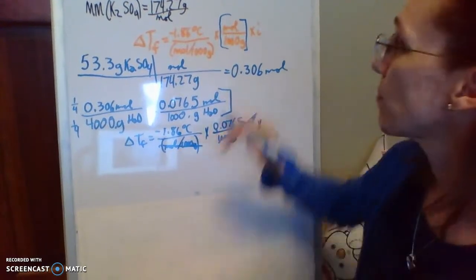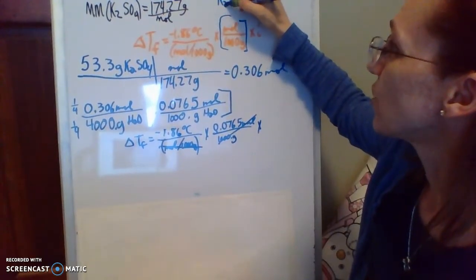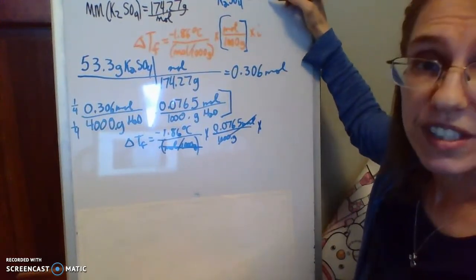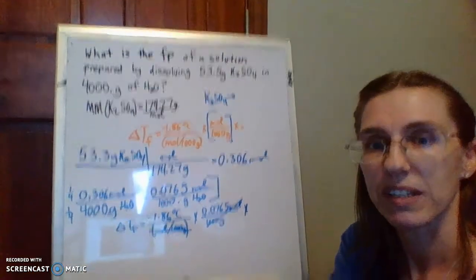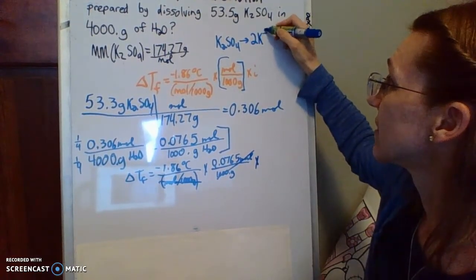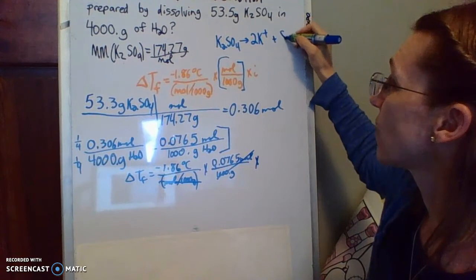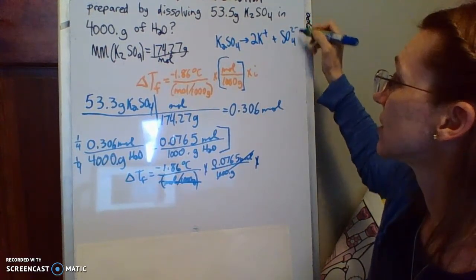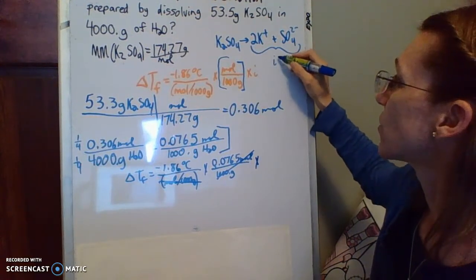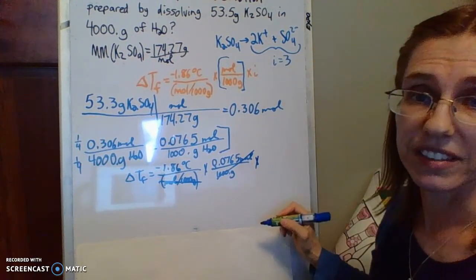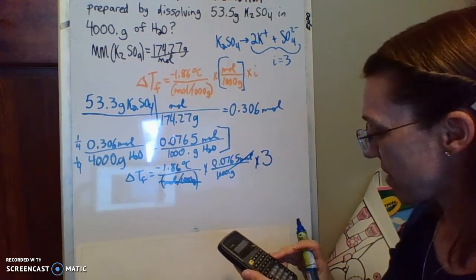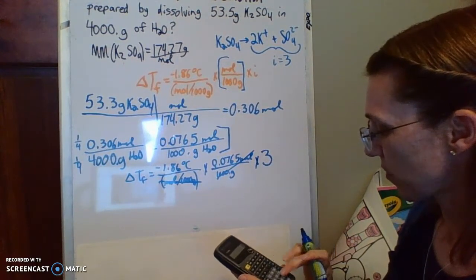Now our compound is K2SO4. So when that goes into water, what's it going to do? Let me get it back here so you can see it. We have two K pluses, and we're going to have one SO4. So that's 3 particles. So our i is 3. So we're going to multiply it by 3. Let's go ahead and do that math.